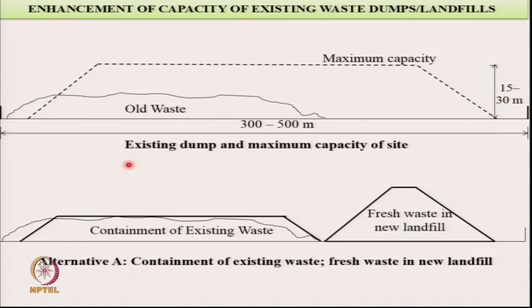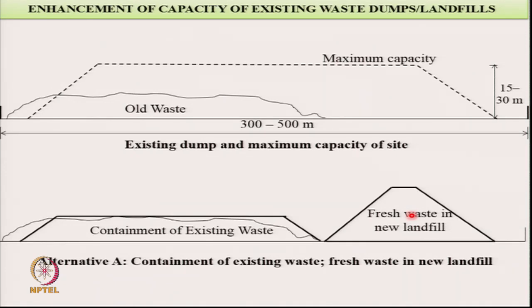So, one thing is very clear, I must use this space if I can. Now how do I use it? One option is contain this, whether by this or like this, whatever, but you do the containment as per the 7 alternatives which were given earlier. Now for your fresh waste you make a new landfill. It's not such a good technique. Why? You still have lost all this space which you could have utilized and all this space which you could have utilized. So this is alternative A.